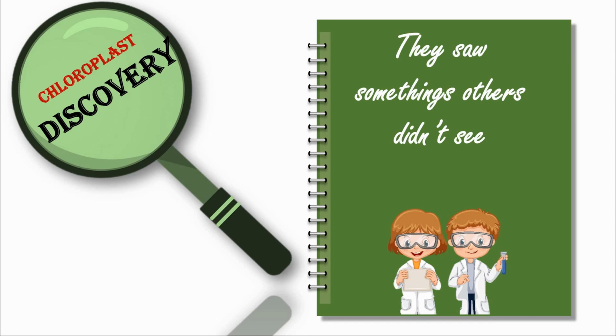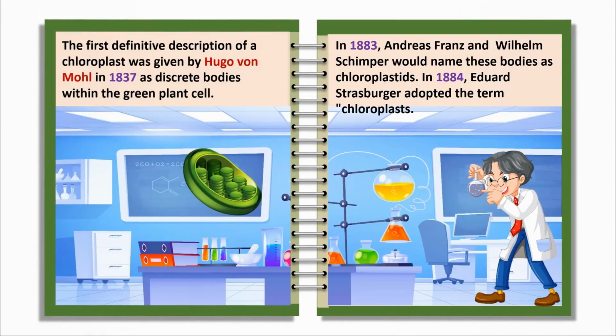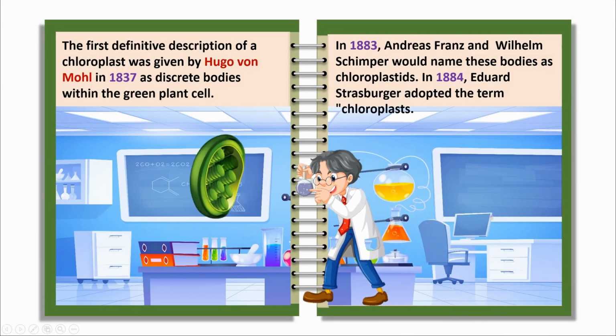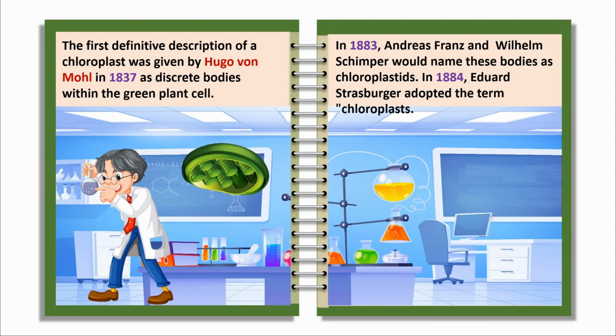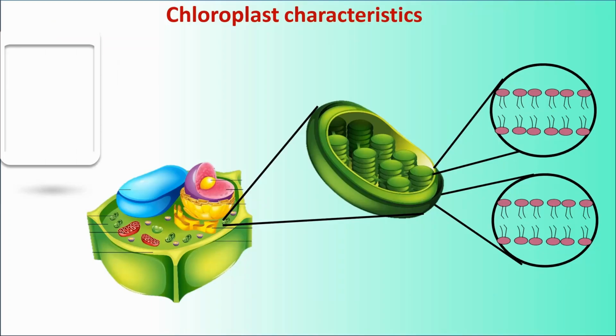Chloroplast discovery. They saw something others didn't see. The first definitive description of a chloroplast was given by Hugo von Mohl in 1837 as discrete bodies within the green plant cell. In 1883, Andreas Franz and Wilhelm Schimper would name these bodies as chloroplastids. In 1884, Edward Strasberger adopted the term chloroplasts.